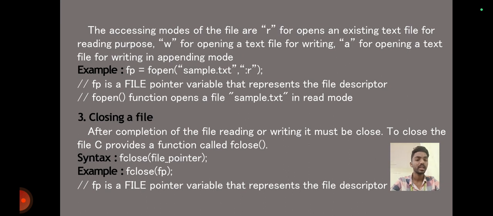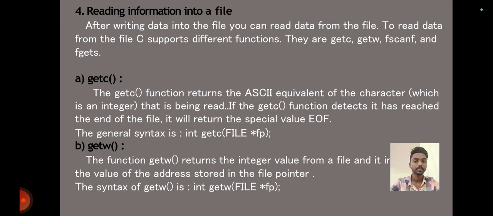Third one, closing a file. After completion of reading or writing the file, it must be closed. To close the file, C provides the function called fclose. Syntax: fclose(pointer variable). Example: fclose(fp). fp is a pointer variable that represents the file descriptor. Fourth one, reading information from a file. After writing data into the file, you can read the data from the file. To read data from the file, C supports different functions. They are getc, getw, fscanf, and fgets.